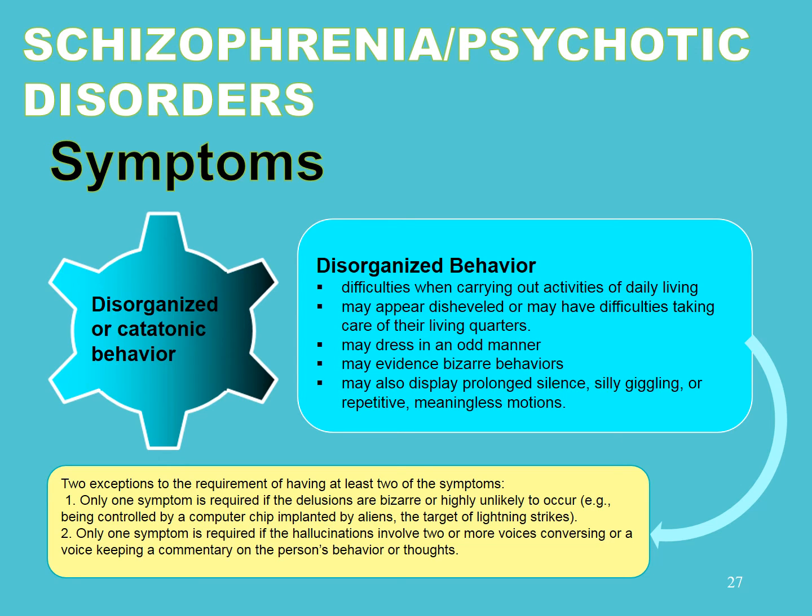Also note that there are two exceptions to the requirement of having at least two of the symptoms described. First, only one symptom is required if the delusions are bizarre or highly unlikely to occur. For example, being controlled by a computer chip implanted by aliens, or the target of lightning striking. Second, only one symptom is required if the hallucinations involve two or more voices conversing, or a voice keeping a commentary on the person's behavior or thoughts.